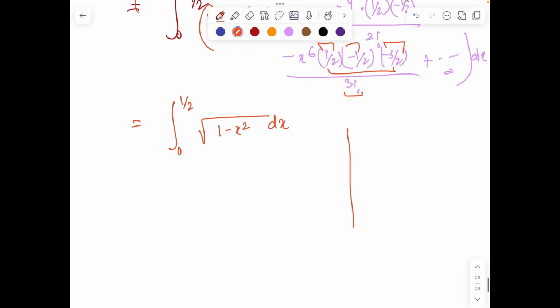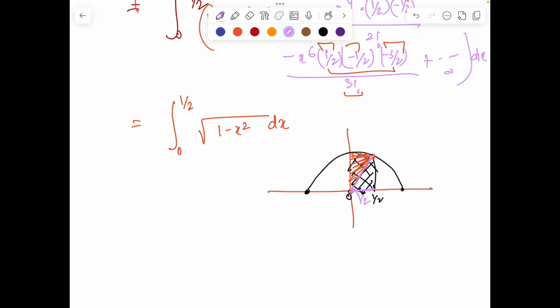Now this integral is quite easy because geometrically root over 1 minus x² represents this upper semicircle. And we are interested in the area from 0 to half, so basically the area shown over here. Let's see if I connect this. It's the area of the sector over here plus the area of the triangle, right?